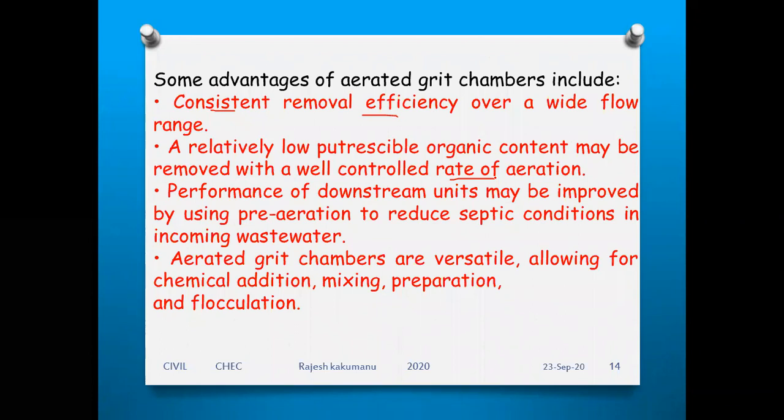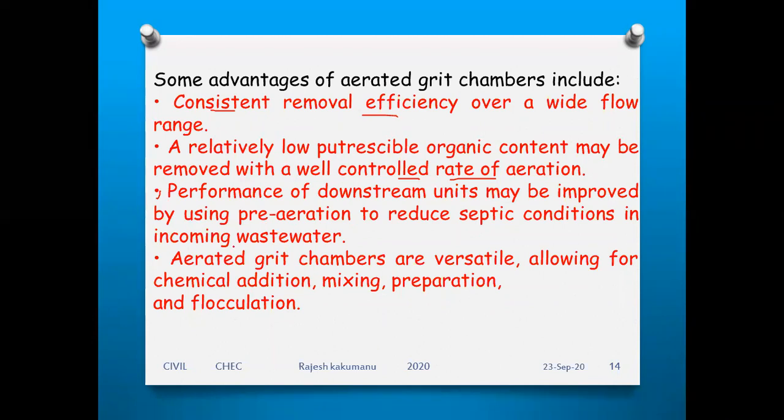సో అప్పుడు ఈ వాటర్ లోంచి ఏమొస్తుంది, లైట్ వెయిట్ ఆర్గానిక్ కంటెంట్. సో ఇట్ విల్ బి వెరీ లో. సో లో ఉంటాయి కాబట్టి, వెల్ వెంటిలేటెడ్ వెన్ కంట్రోల్డ్ రేట్ ఆఫ్ ఏరియేషన్ ద్వారా అవి బయటకు వచ్చేస్తాయి. నెక్స్ట్ వన్, performance of downstream units may be improved by using pre-aeration to reduce the septic conditions in the incoming wastewater.